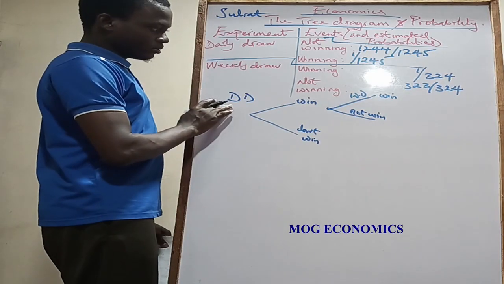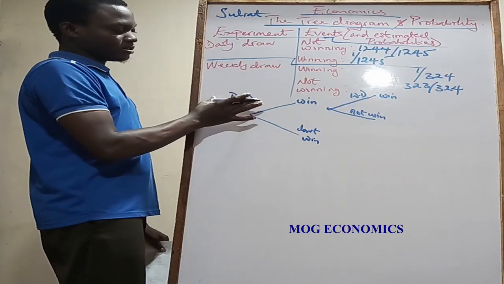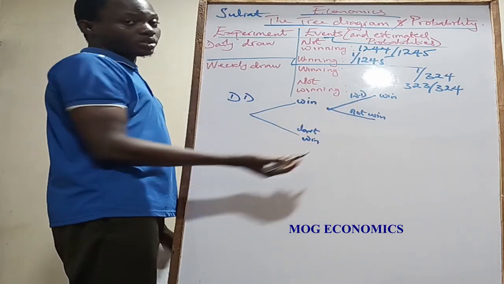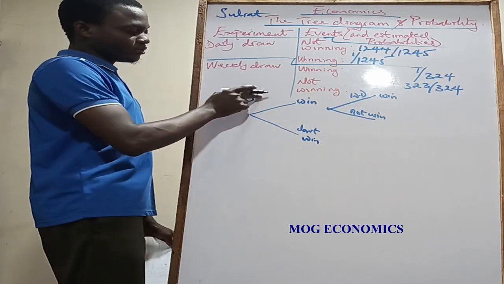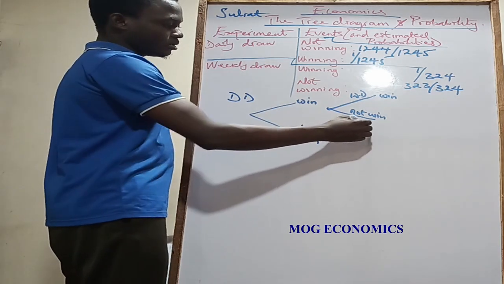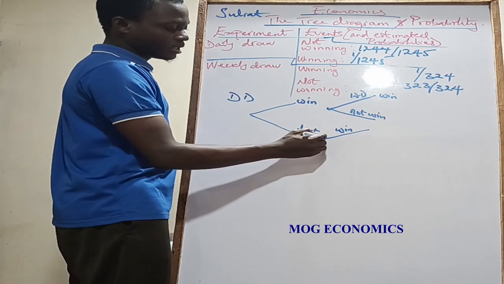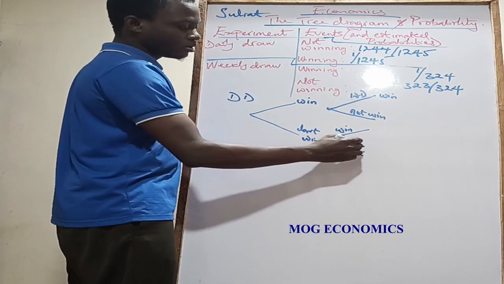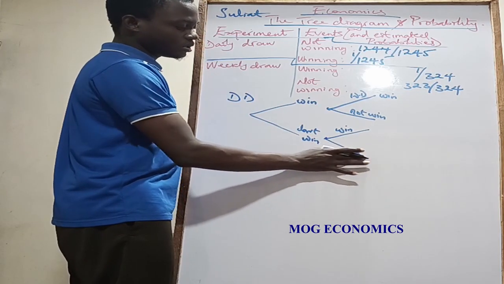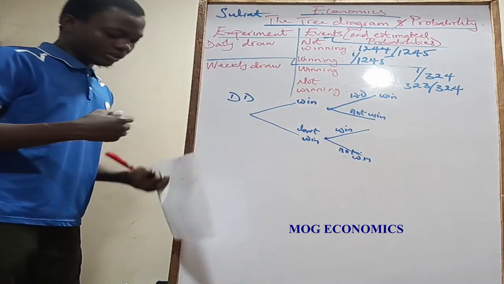The same thing applies. If Suliat wins a daily draw, she can go on to win a weekly draw, or she may go on not to win a weekly draw. Do you understand? If Suliat does not win a daily draw, two things can still happen. She may still win a weekly draw, and then she may not win a weekly draw. So you can see the way it is working.